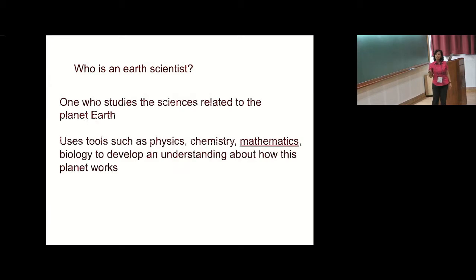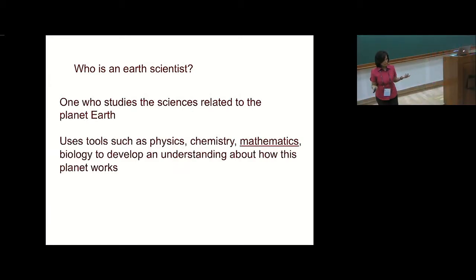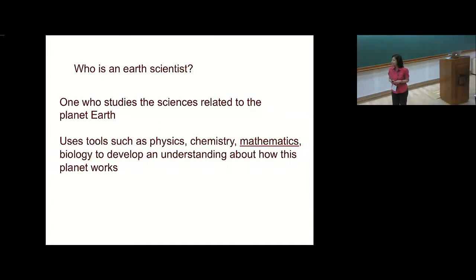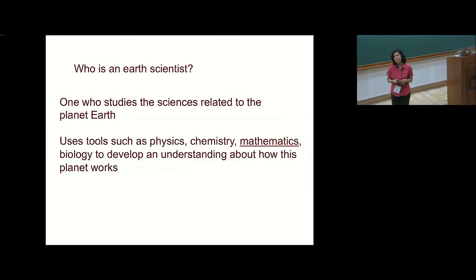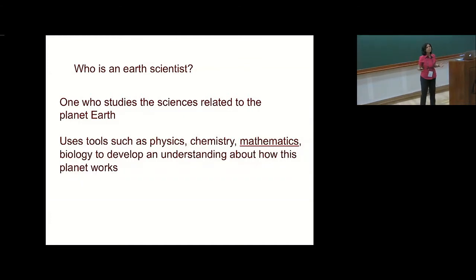An Earth scientist is someone who studies the sciences related to the Earth, okay? We use diverse tools such as physics, chemistry, even mathematics, and biology to understand how this planet works, right? It's an applied science, so whatever your background may be, whether you're doing mathematics, physics, or anything else, you can apply your knowledge to the field of Earth sciences if you want to know something about this planet.